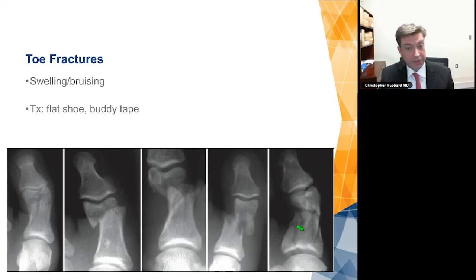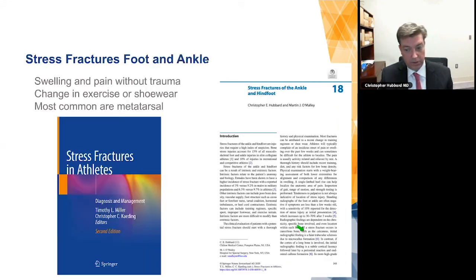In terms of just the toe fractures, really those are almost always non-surgical, different patterns, but usually are a spiral, which are treated with buddy taping and a post-op shoe. So rarely do these have to be reduced or need any surgical intervention.